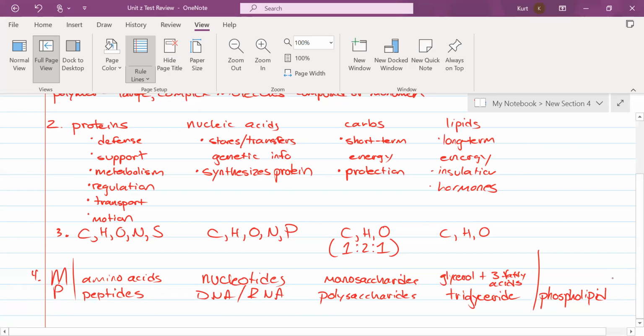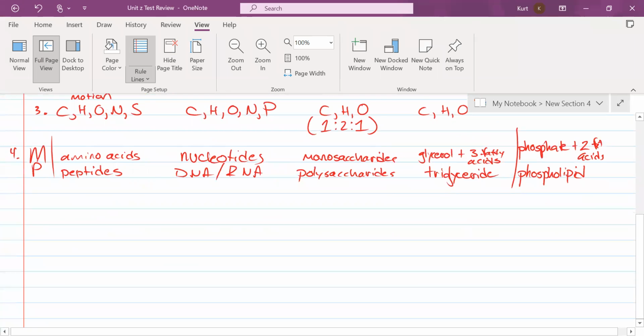Chris? Phosphate and 2 fatty acids, 2 lipids. Eva, knock, knock. Test tomorrow. Yes. Jackie. I thought with the phosphate there was 3 fatty acids. Nope. Triglyceride. Phospholipids is 2. Okay.